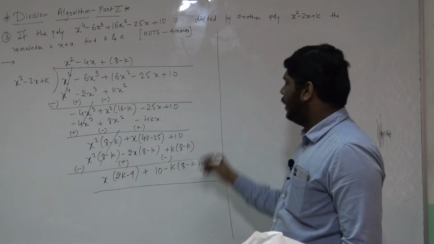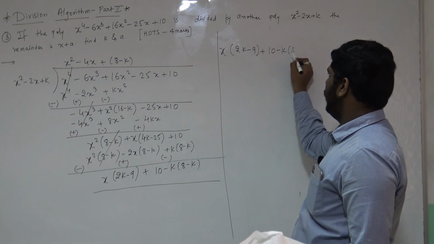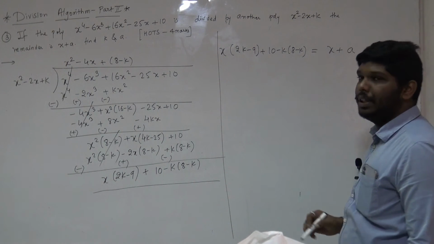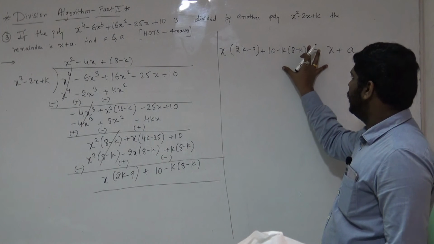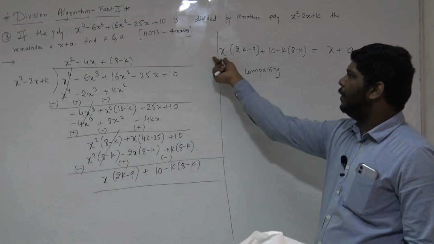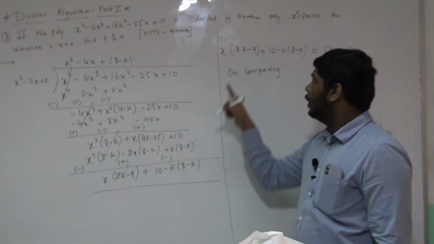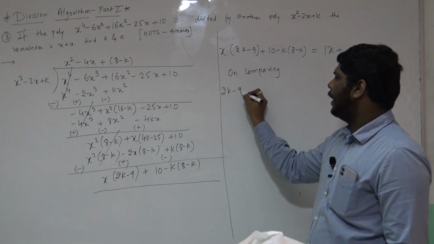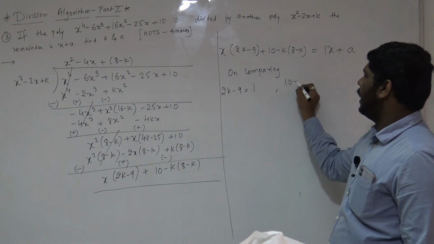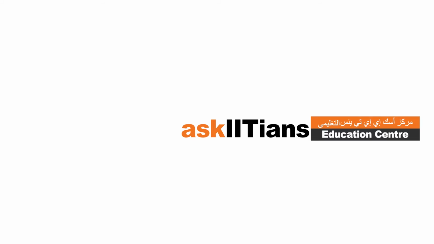So in this case now what you will say, the remainder is x times 2k minus 9 plus 10 minus k into 8 minus k, but this remainder has to be equal to x plus a because it is given in the question, right? So when I say this is equal to this, on comparing we can say that the coefficient of x, that is 2k minus 9, should be equal to the coefficient of x on the other side, right? So here 2k minus 9 is the coefficient of x, and on the right hand side the coefficient of x is 1. Similarly the other part, 10 minus k times 8 minus k is equal to, this is a constant part, and here the constant part is a.